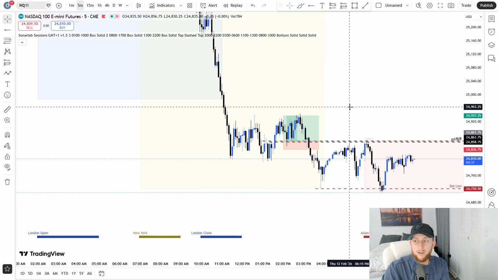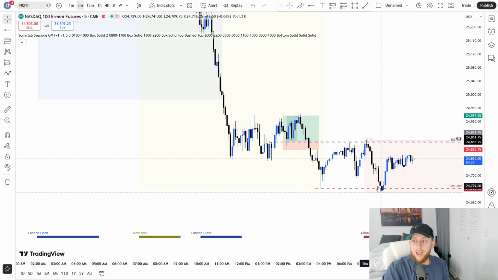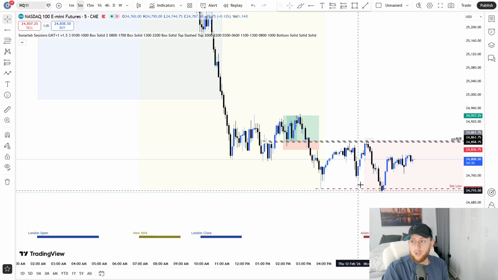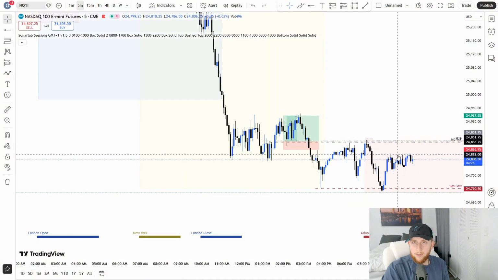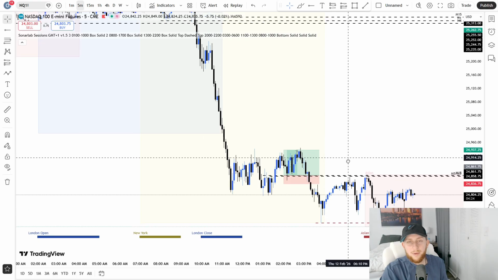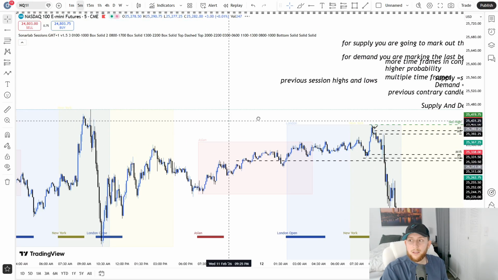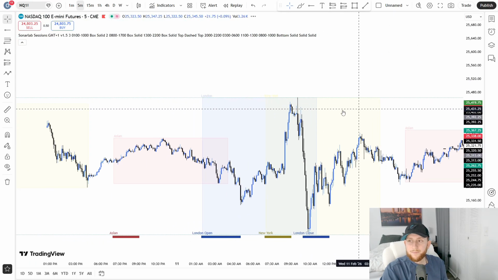Now, what I'm going to show you right here is how accurate this is. Notice how this was our session low. Market pushed up, came back down, tapped into that session low. Now we bounce from there. That's a sneak little peek of how accurate this can be. Let's go back over here.